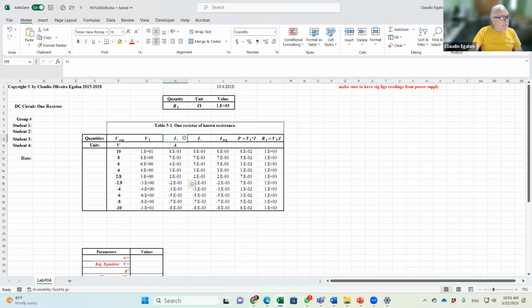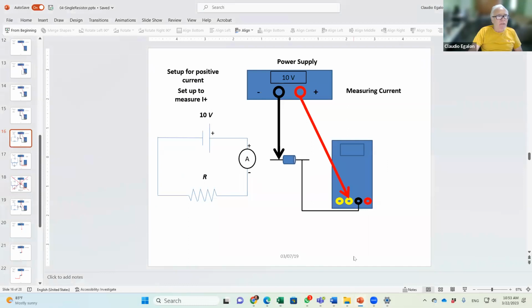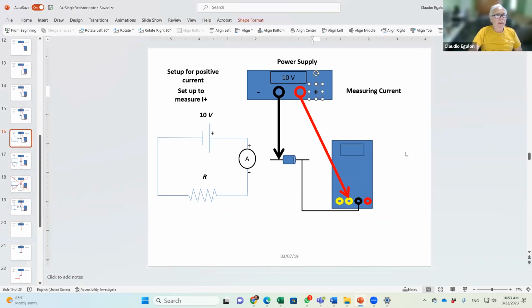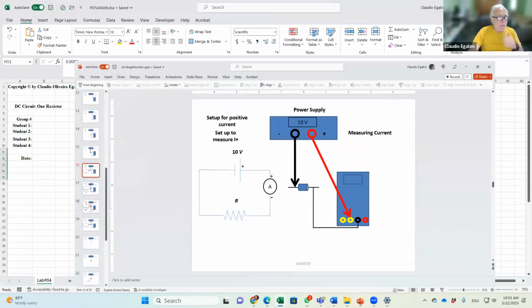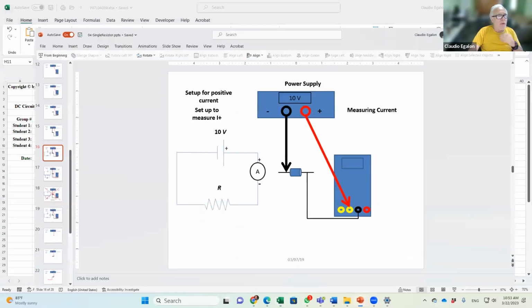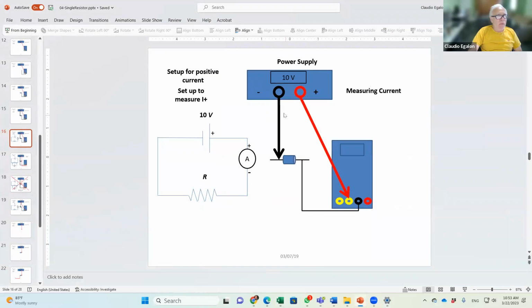Note, see that I put I plus and I minus, okay? There's a reason why I put I plus and I minus. I plus, what does I plus mean? I plus means that the ammeter is directly connected to the positive of the power supply. Positive of the battery, okay? We do that to show the students that it doesn't matter where the multimeter goes. You can put the multimeter here, here, or here, and it's going to show the same current. Almost the same current.